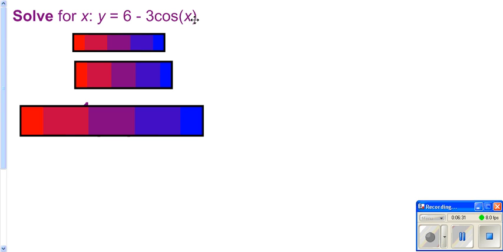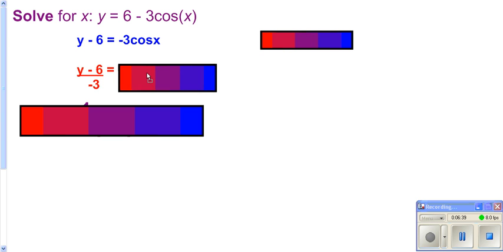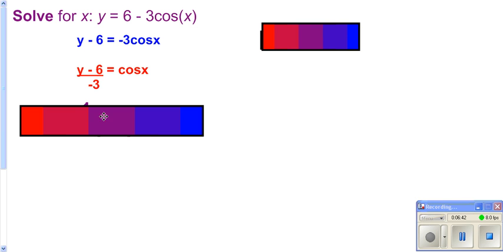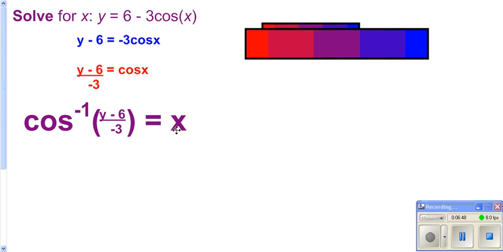Okay, we want to solve it for x. Well, that means you've got to get rid of the 6. So you could subtract 6 from both sides. You've got to get rid of the negative 3, so you could divide both sides by negative 3. And then you've got to get rid of your cosine. To undo your cosine, that's just the cosine inverse of both sides.